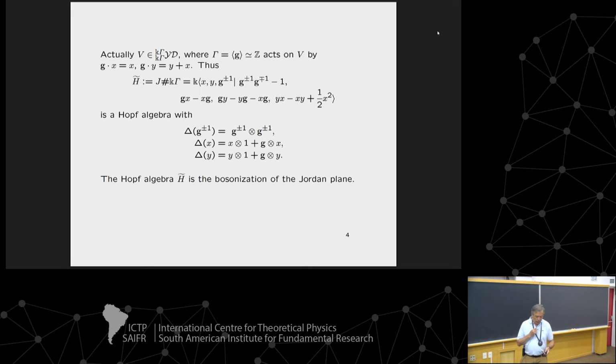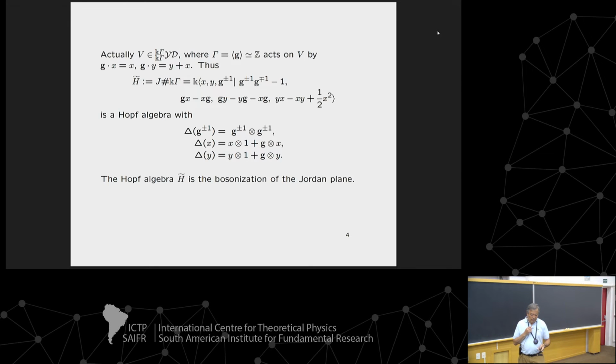It's a Yetter-Drinfeld module. It means that it's a Gamma-module over the abelian group Gamma isomorphic to Z. And this means that this is a Gamma-graded Gamma-module. The grading of V is just the generator g. And the action is given by g acting on x equal to x, and g acting on y equal to y plus x. In other words, this is action by a Jordan block with ones in the diagonal.